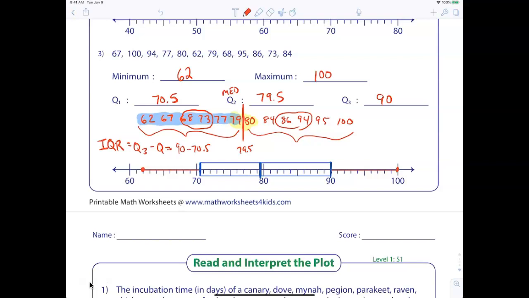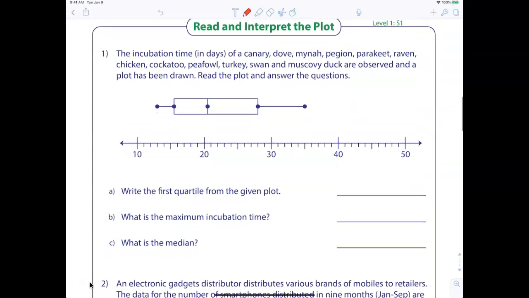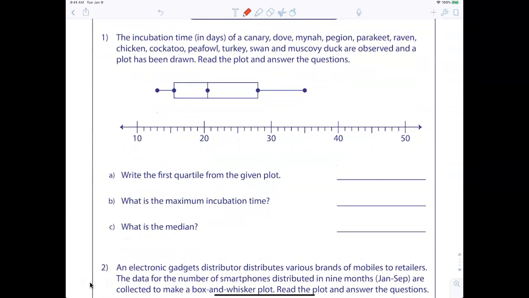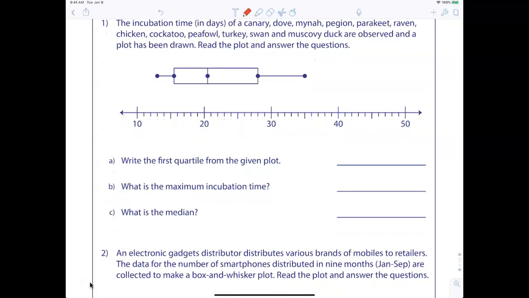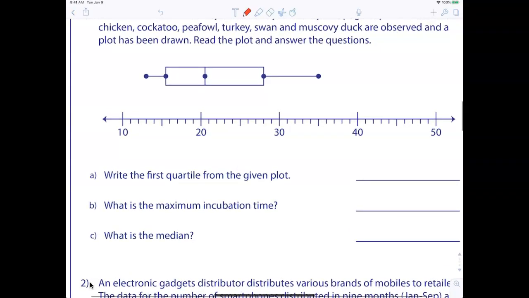Now the next worksheet is just answering questions based off of the box and whiskers. So let's look at the next one. Here's the incubation time of a bunch of birds, and we just have to answer the questions. It says, write the first quartile. So the first quartile would be what? 16. That's why I don't like it this way.